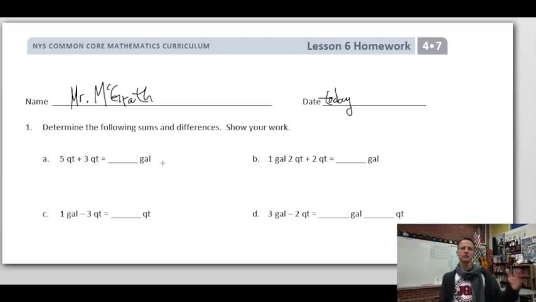If you take the big view here, look, A and B are addition, C and D are subtraction. It's easy to miss that. And you notice all we're dealing with here are quarts and gallons. So we're dealing with capacity in the customary system, and in fact, just quarts and gallons, no pints or cups here even. So 5 quarts and 3 quarts, well, together, these make 8 quarts.